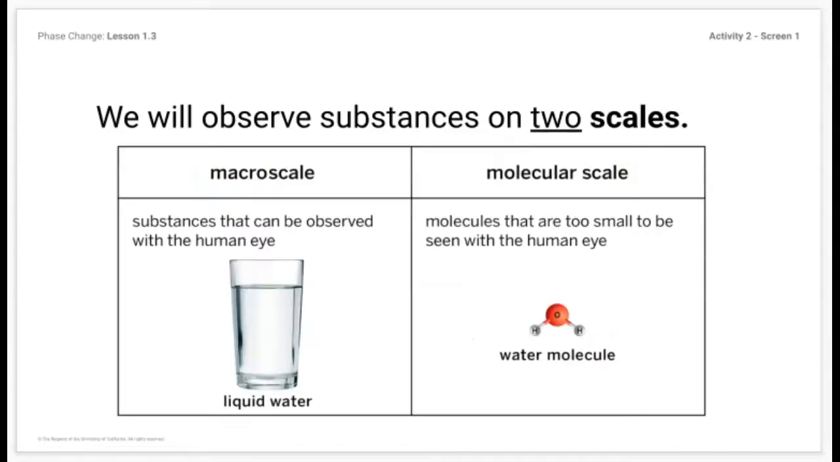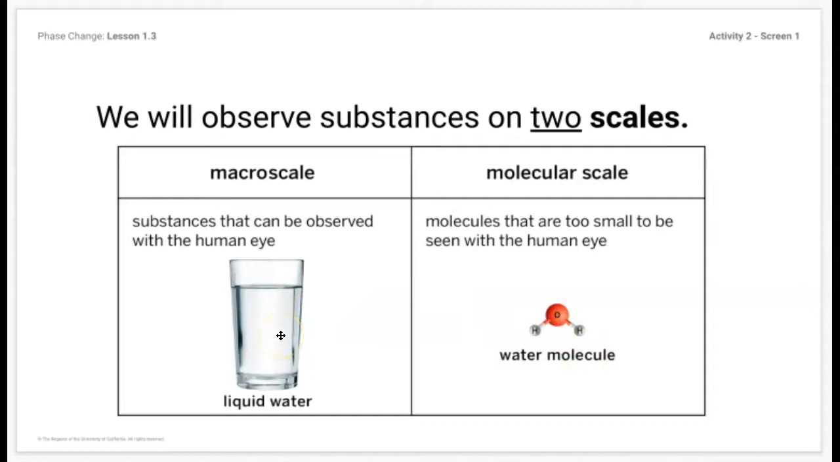We're going to be studying substances at two different scales. The macro scale, or objects that we can actually see with our naked eye, like this glass of water. And then we're also going to be studying phases of matter at the molecular scale. And this is things like molecules that we actually can't see with our human eye. So like this water molecule.